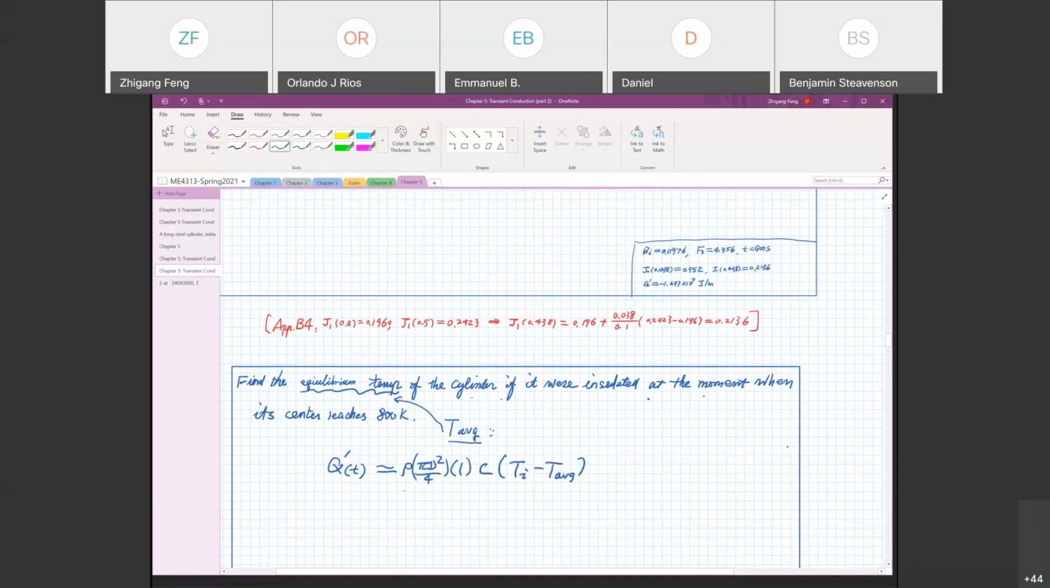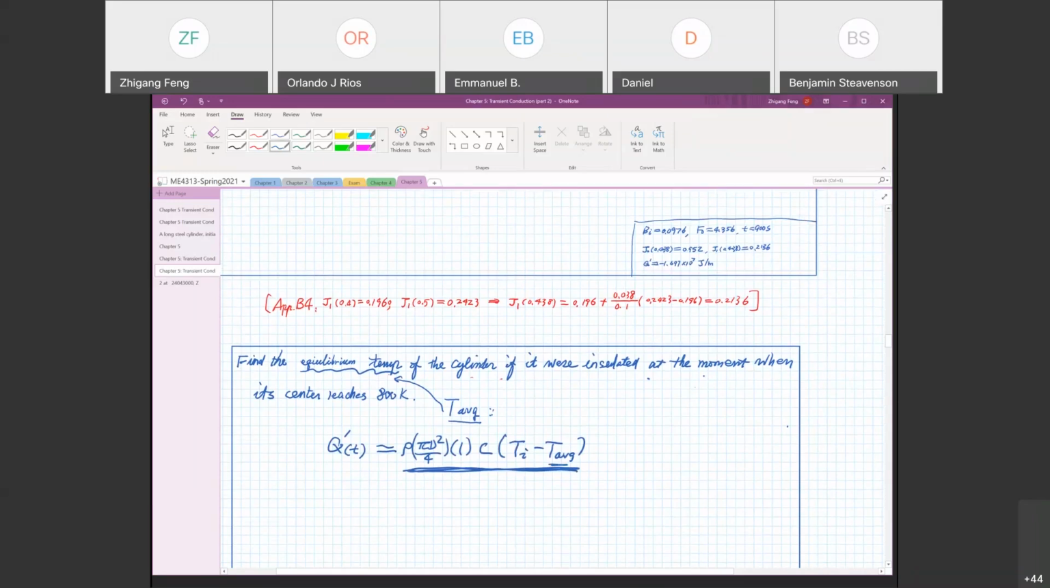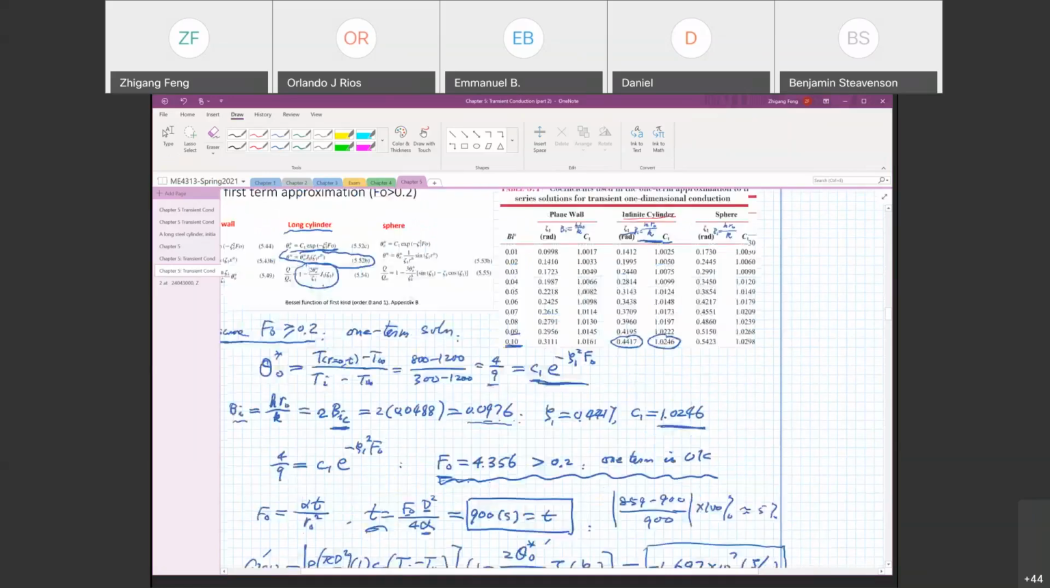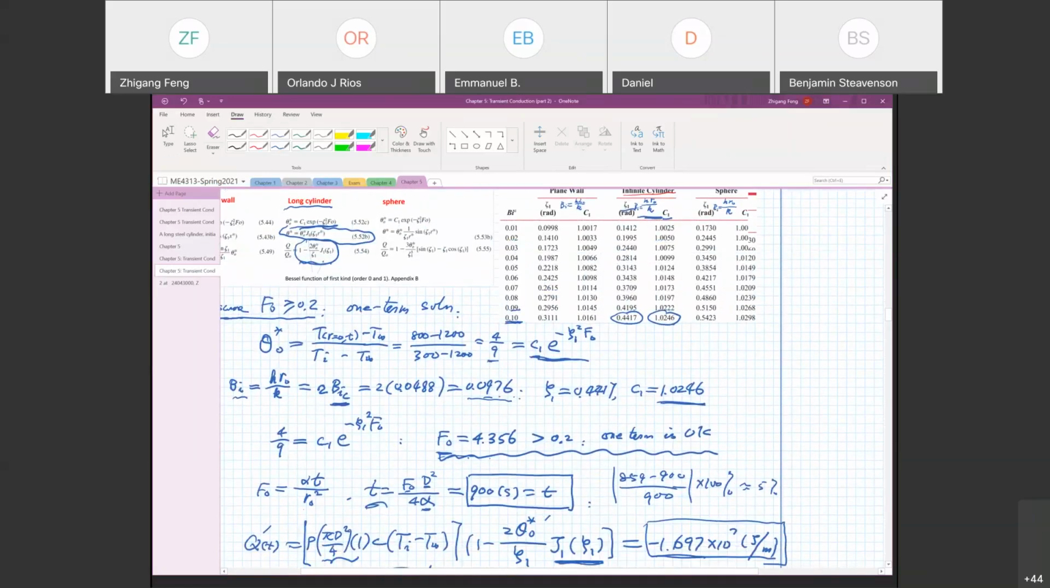So that's the amount of heat being transferred in terms of the mean temperature. But this also equals Q naught prime, which is pi d squared over 4, times 1, multiplied by C, Ti minus T infinity. So this is Q naught prime. Multiply, for a cylinder, use the solution in the table. So it's 1 minus 2 theta star over theta 1.